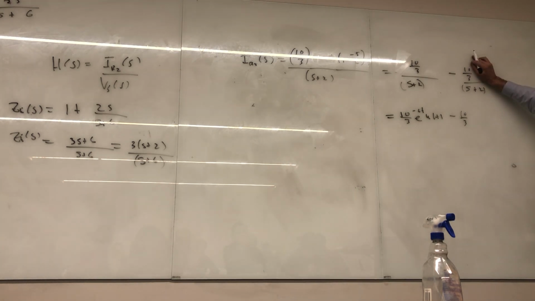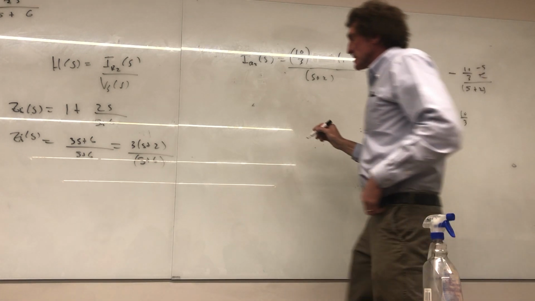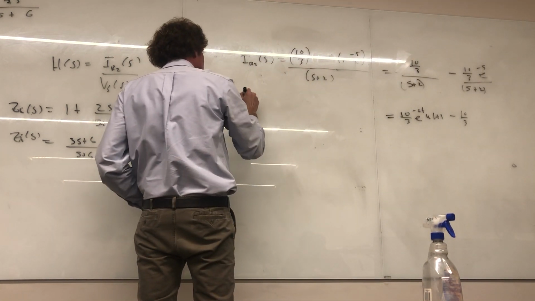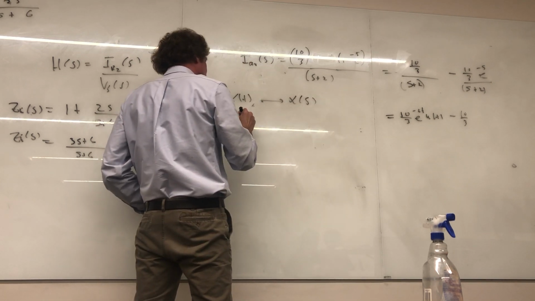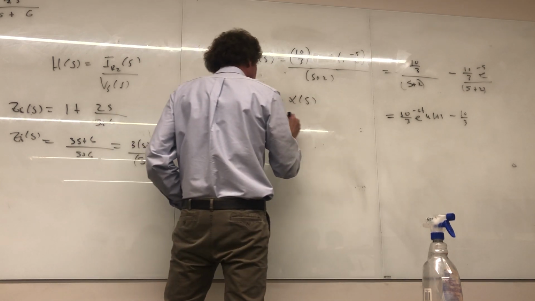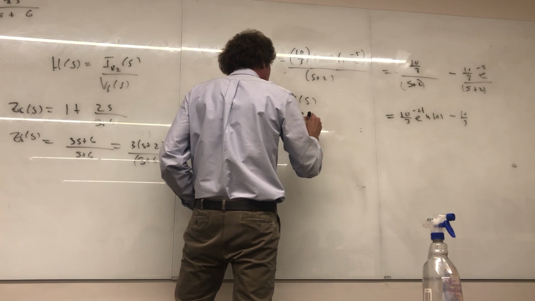Now, forget that for now. If it's just this, what is it? E to the minus 2t u of t, right? But with this, there's going to be a time delay of 1. Correct, class? Does everybody know what I'm doing here? Right? Because we know that that's a time delay. And just to be clear about this, if I have x of t goes to x of s, then x of t minus tau goes to e to the minus s tau x of s.